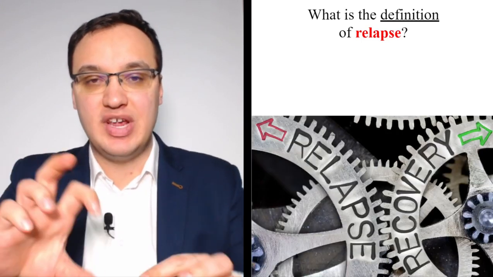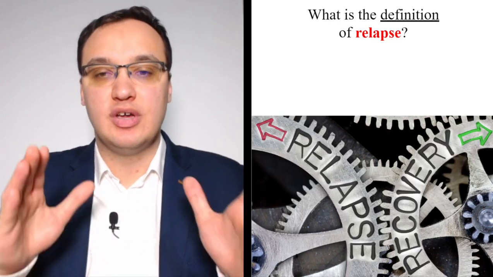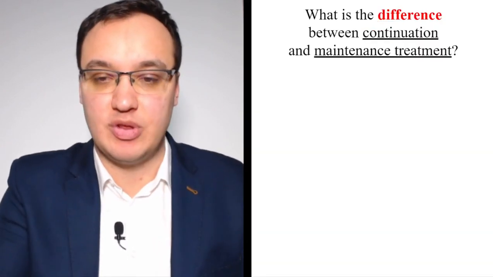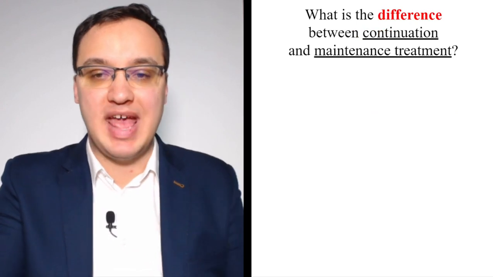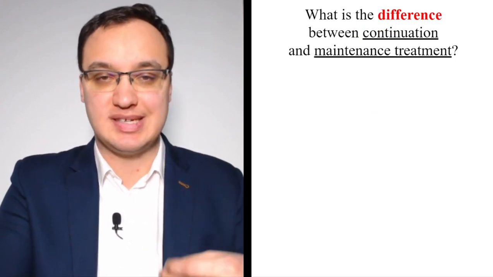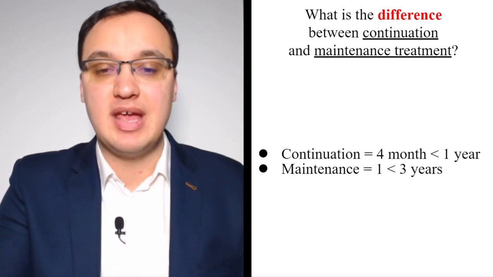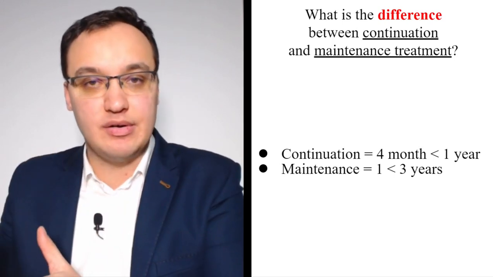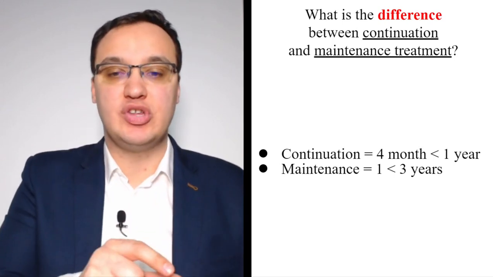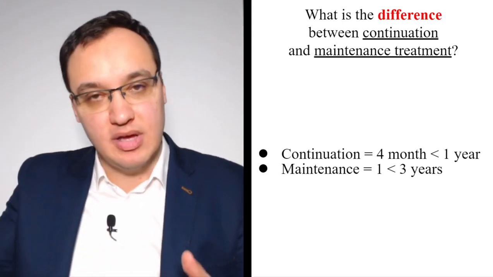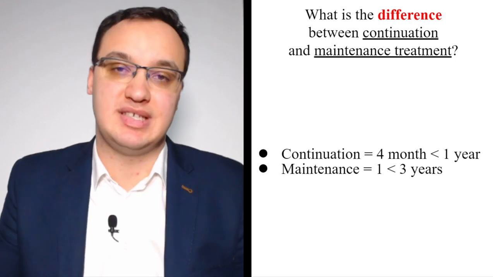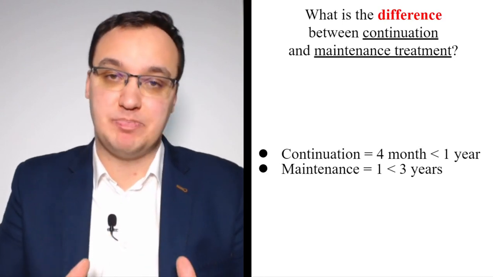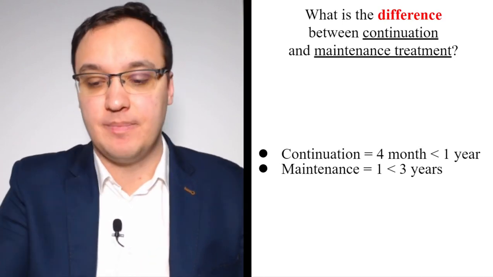So relapse and recovery go hand in hand. We need to think of relapse as something that we prevent by this maintenance treatment. What is the difference between continuation and maintenance treatment? These two words sound very similar, but they're actually not the same thing. Continuation means a treatment from 4 months until 1 year after the acute treatment, and maintenance treatment is 1 year and more, so until 3 years. Of course, there also exists treatment that is sometimes lifelong, but this is very rare. But there exist patients that need treatment for more than 3 years.